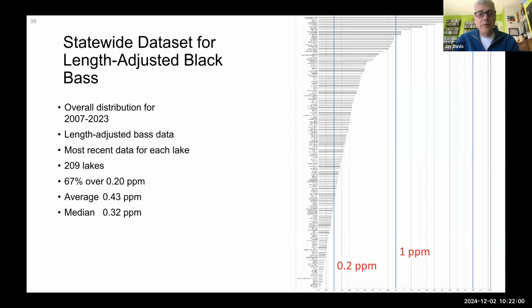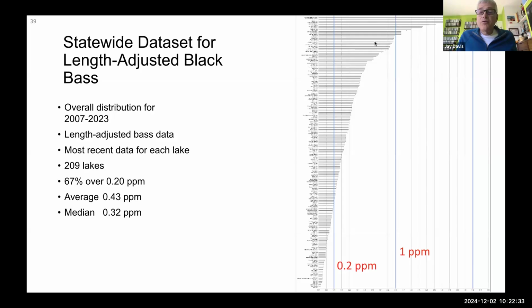I've just been doing that for the Delta, where the Delta RMP has been monitoring largemouth bass throughout the Delta and gotten some values. Comparing to this distribution, we can say they are very high values in certain places in the Delta because they're at about 1.5 parts per million for length adjusted bass. So we've got length adjusted values for black bass for 209 lakes now.